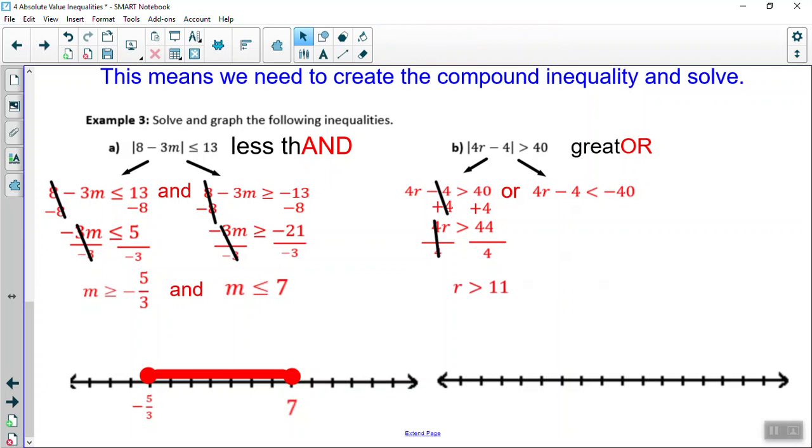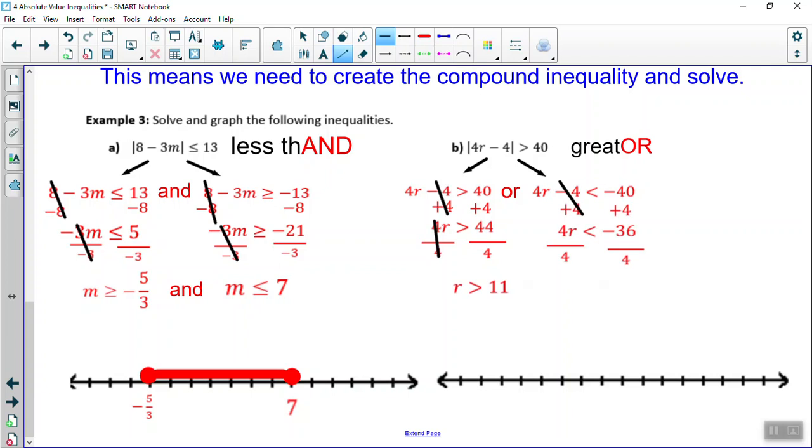All right, now let's do this one here. Same thing. We're going to isolate the variable term by adding 4 to both sides. Cancels those out. And we're left with 4r is less than negative 36. I'm going to divide both sides by 4.